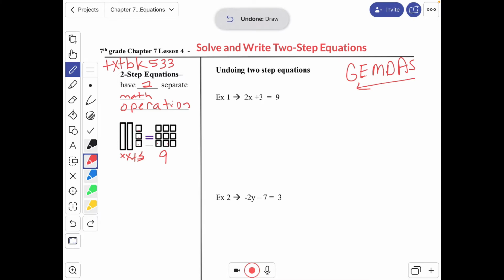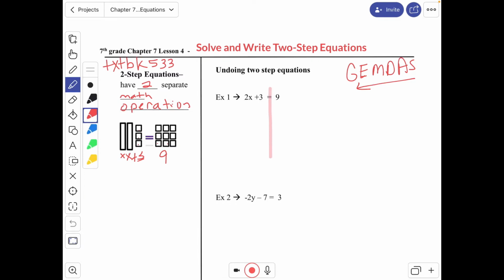So let's start undoing. Since we do addition or subtraction first, we're going to do the opposite of adding 3, or you can think of it like a positive 3. So the opposite of positive 3 is negative 3, and I have to do negative 3 to both sides. And it's important that you work straight down with these equations, keeping the equal sign right there in the middle. The 3's, since they're opposites, they cancel. And so the 2x is all by itself. And then 9 minus 3 makes 6.